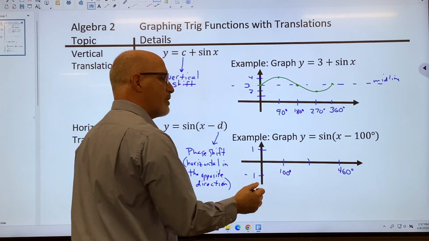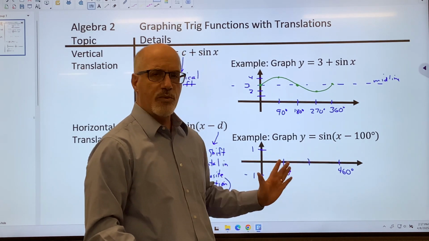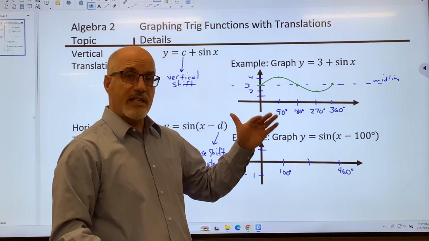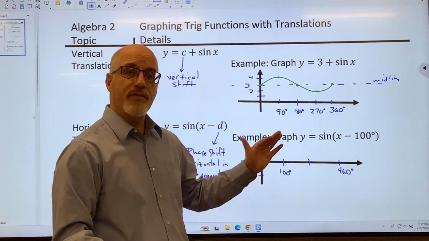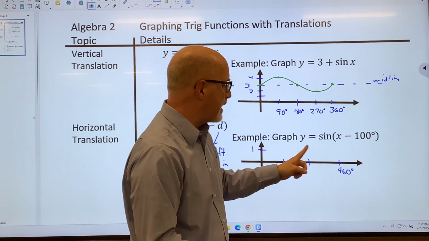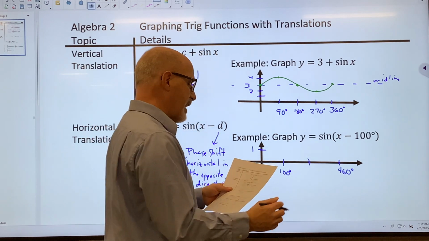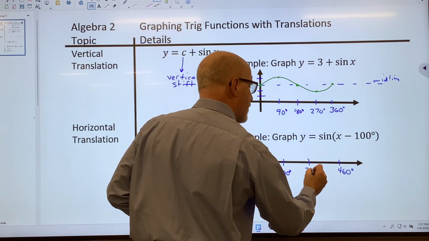Now when you do these horizontal shifts, you're going to have to do some averaging. There's other ways, like dividing the period by 4 to figure out what you go by. But this one I'm going to average. I'm going to add these two together. 100 plus 460 is 560. If I divide that by 2, I get 280.